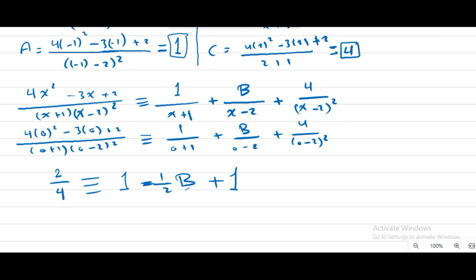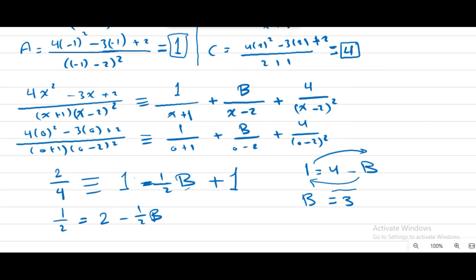It's a linear equation, we can solve it simply to find the value of letter B. So it's 1 over 2 equals 1 plus 1 equals 2 minus 1 over 2B. Multiplying all parts by 2, it will be 1 equals 4 minus B. We multiplied all parts by 2 here. 2 multiply 1 over 2 equals 1, 2 multiply 2 equals 4, 2 multiply negative 1 over 2 equals negative 1, so here B equals 3. This is the value of letter B.